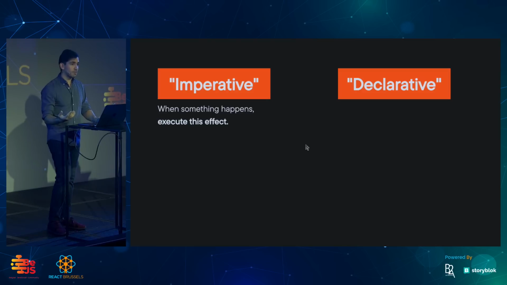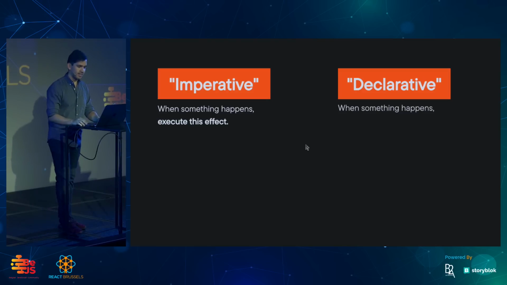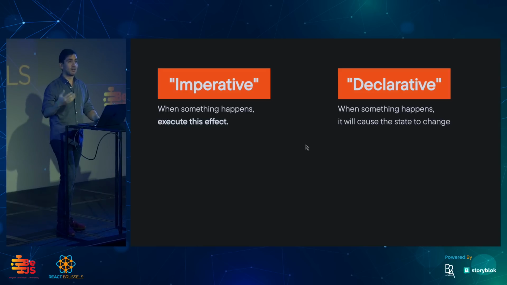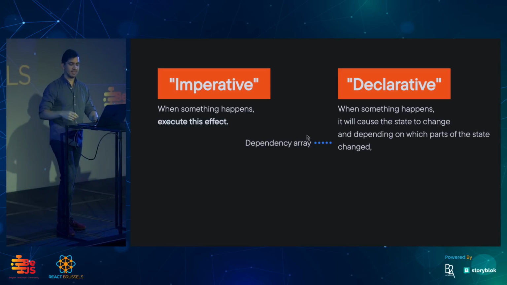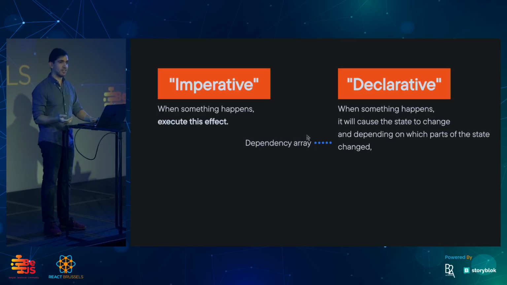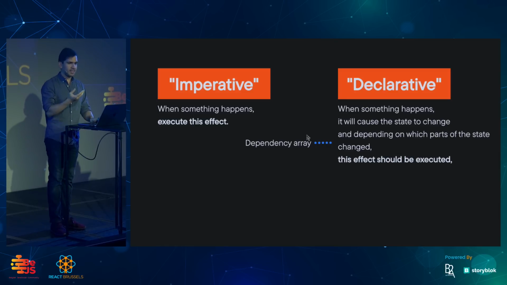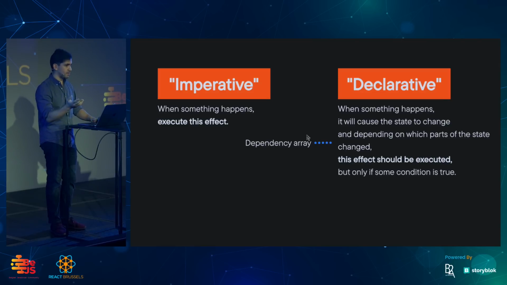The declarative approach with useEffect looks more like this. When something happens and it causes the state to change, then depending on which parts of that state change, which is the dependency array, this effect should be executed. See how it's more declarative, right? But only if some condition is true inside of my useEffect.